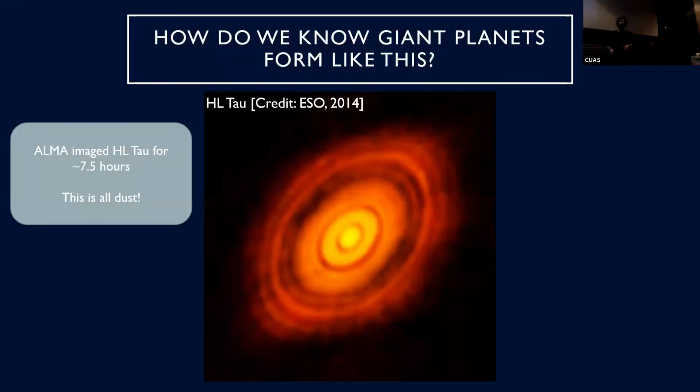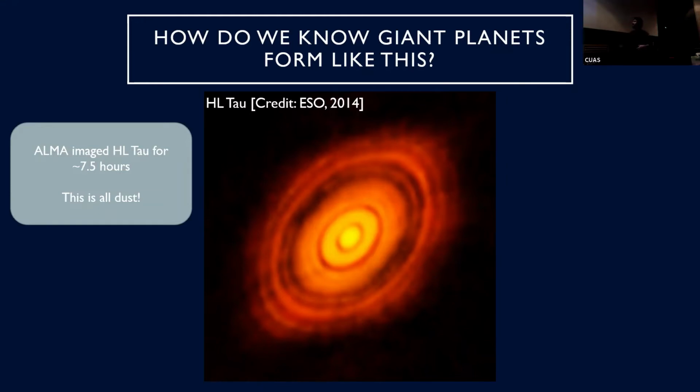How do we know this happens? We know this happens because we've seen it, okay? So this image was taken in the first year that ALMA came online. That was only 10 years ago. But this image came out about 3 or 4 years later after we'd worked out how ALMA worked. And this is HL Tau. And this system is like 100,000 years old or 1 million years old, depending on who you ask.